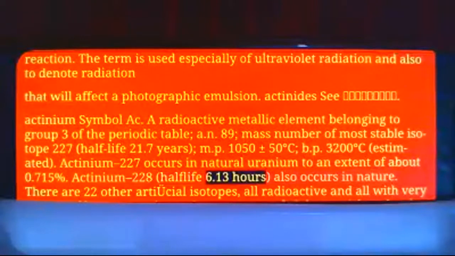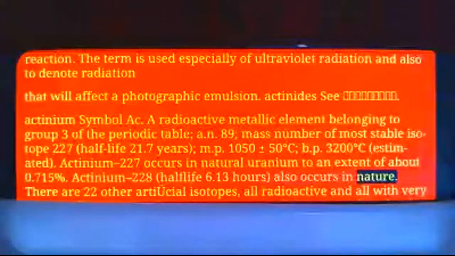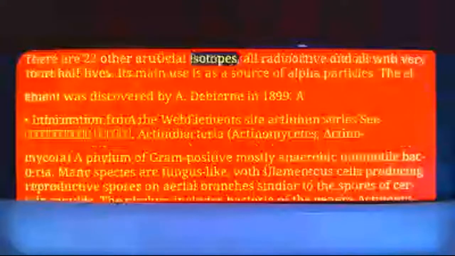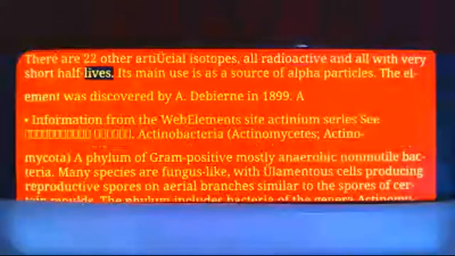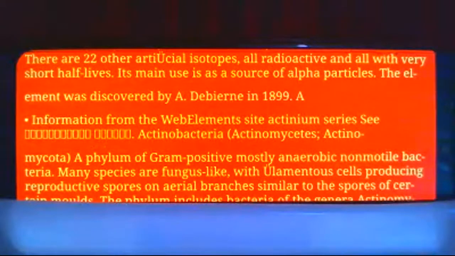Actinium-228, half-life 6.13 hours, also occurs in nature. There are 22 other artificial isotopes, all radioactive and all with very short half-lives. Its main use is as a source of alpha particles. The element was discovered by A. Debierne in 1899. Information from the WebElements site. Actinium series.